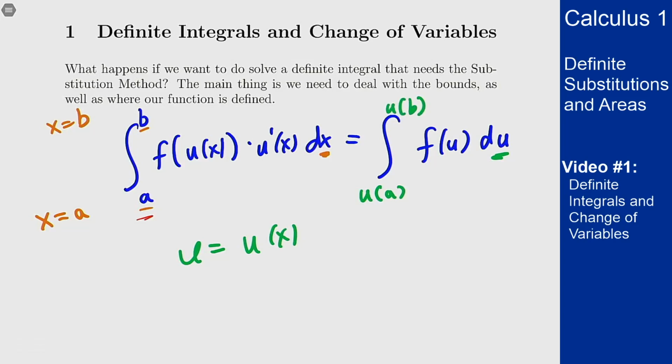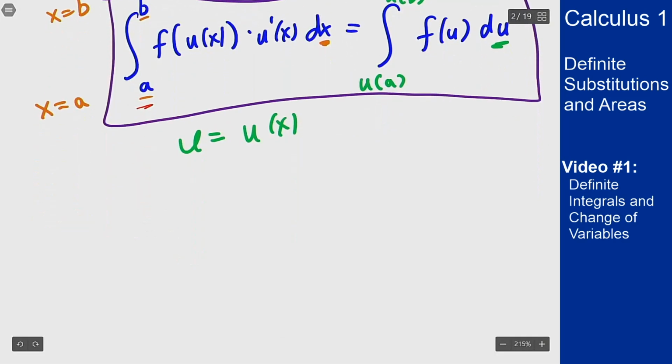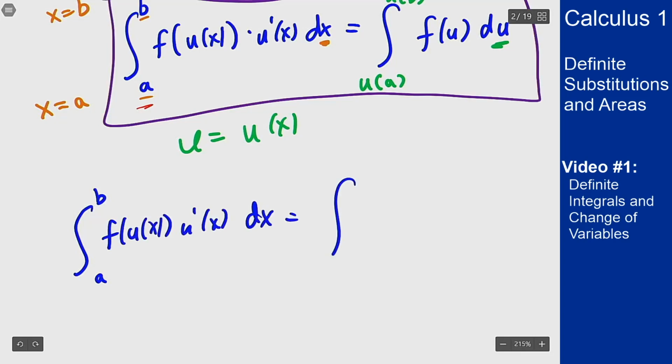So what this method now tells us is that if I want to do a definite integral by substitution, I have to change my bounds, and this is how I change my bounds. I change my bounds by plugging in for the bounds the function u evaluated at each bound. Without all the colors, it says the following. Integral from a to b, f of u of x, u prime of x, dx equals the integral from u of a up to u of b, f of u du, which I can now solve directly.